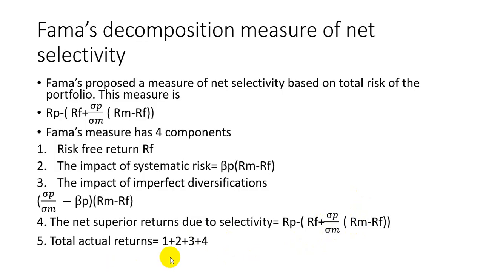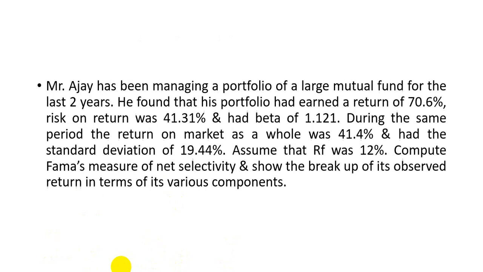The total actual returns are, what you have to do, in the fifth one, you need to add all the four answers. First answer, that is risk-free rate, if it has been given in the question, you need to take that. The second answer is beta P, this one, the impact of systematic risk. Third answer is this answer, standard deviation of P by standard deviation of M minus beta P, RM minus RF. The fourth answer is this one, what we have calculated earlier. Whatever you get, you need to add them. So all the returns are nothing but the total actual returns by Fama's method as such.